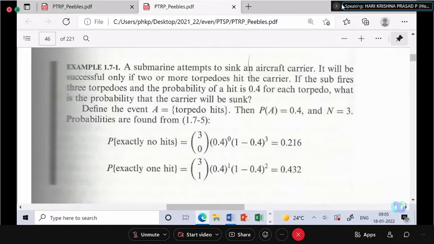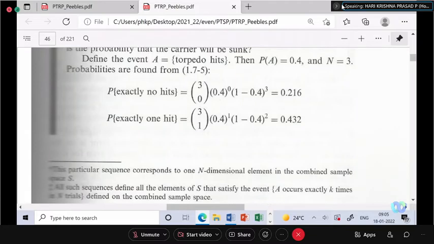Now, you see the steps. Probability of exactly no hits: 3C0, 0.4 raised to power 0, 1 minus p raised to power 3 minus 0. That is the probability of exactly no hits. What is the probability of exactly one hit? 3C1, 0.4 raised to power 1, 1 minus p raised to power 3 minus 1.